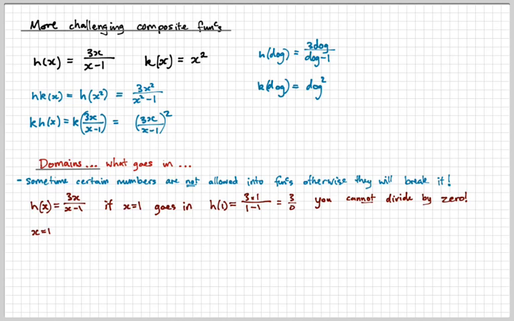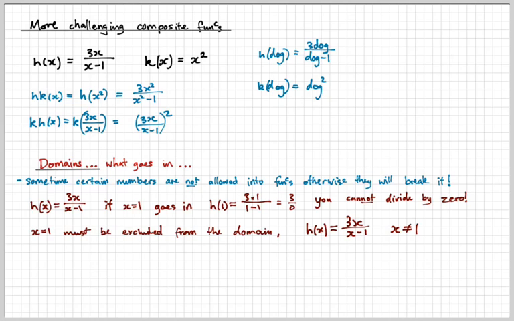So what we say is that x equals 1 must be excluded from the domain. What I mean by that is x equals 1 can't go into the function. The domain is what goes into the function, so x equals 1 can't go into the function. That's what that sentence means. So you might see this notation sometimes: h of x is equal to 3x over x minus 1, but x cannot be 1. So we say this is the function, but x can't be 1, otherwise it breaks.